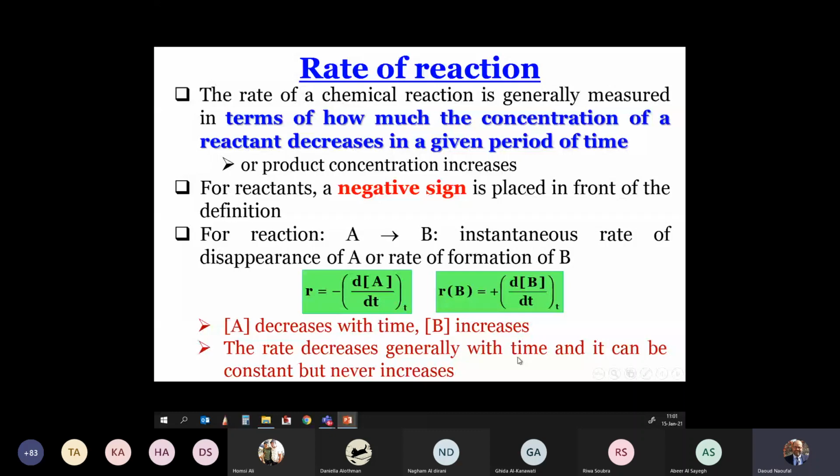In this course, this year, we will prove that the rate may be constant. So the rate of the reaction decreases in general with time. This is the concept you studied in grade 12. This year, we will study that some reactions have a constant rate, but never does the rate of the reaction increase with time. The rate decreases or the rate may be constant, but never the rate increases.